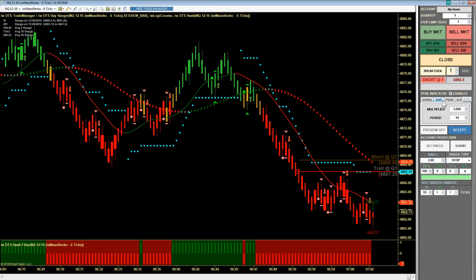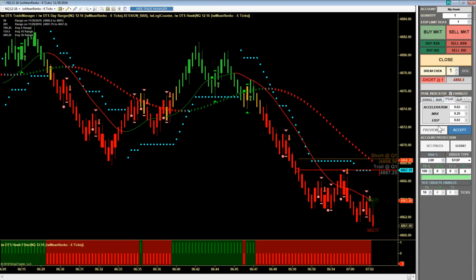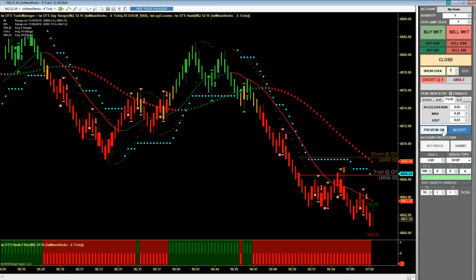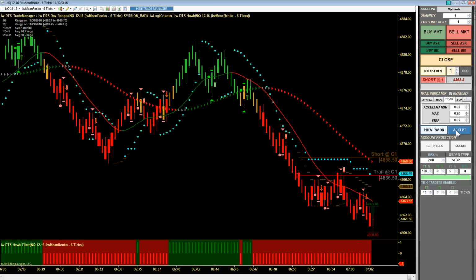The bar high low strategy and the parabolic strategies are the two most aggressive strategies that we have. But again, even these are adjustable. Nice thing is, if you want to preview what the strategy is going to look like, you can hit the preview button. And you can say, oh, see those orange hash marks? That's where the parabolic is going to be at. And if you say, yeah, I like that, then click accept. And now you will be running the parabolic strategy.